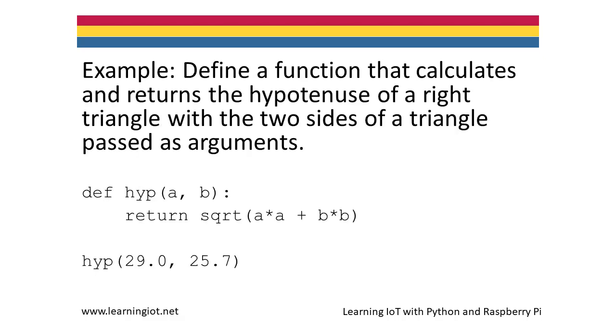Suppose you wish to define a function that calculates the hypotenuse of a triangle with the 2 sides of the triangle passed as arguments. Let's name the function hyp with a and b as the 2 parameters which represent the 2 sides of the right triangle. This function returns the result of the expression square root of a squared plus b squared. The hyp function can then be called by passing 2 numbers, say for instance 29 and 25.7, as the arguments.